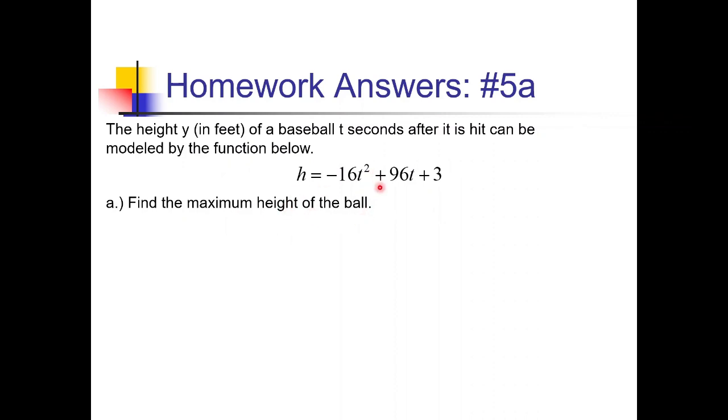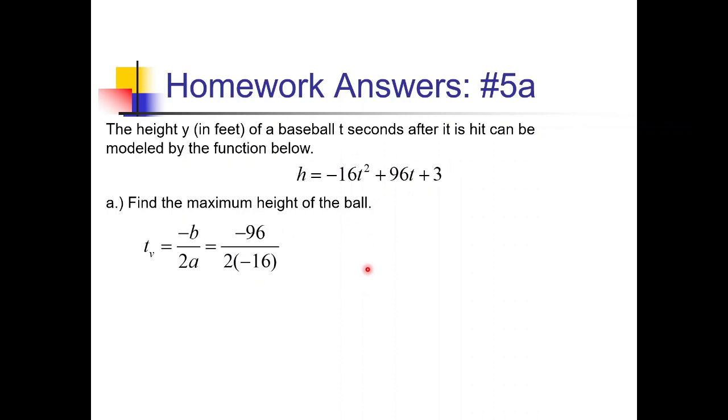Since we are in standard form, and since the maximum can be found at the vertex, it's the y value of the vertex, we're going to use our vertex formula to get the vertex out of this standard form. So we're going to go with negative b over 2a. That's going to be the t value of my vertex. So I'll call that tv, t of the vertex, equals negative b over 2a. So that's negative 96 over 2 times negative 16.